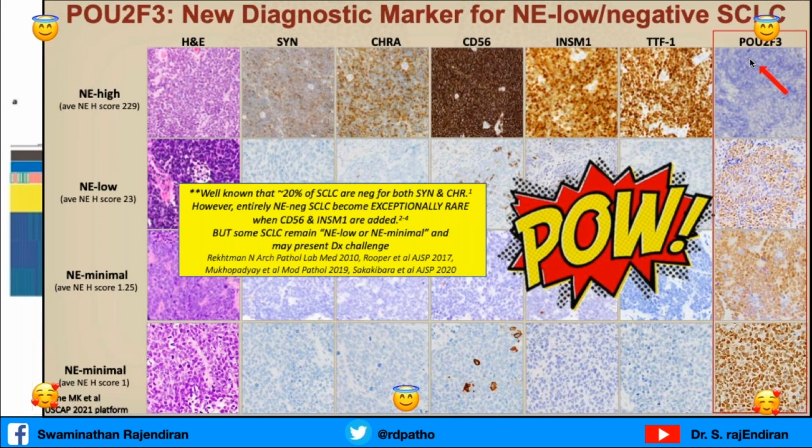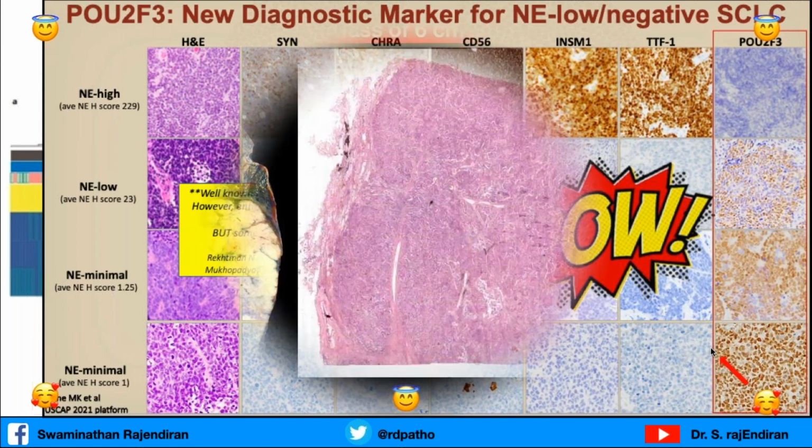Okay, this is negative in well differentiated neuroendocrine tumor, whereas it is positive in minimal neuroendocrine differentiation. See here, synaptophysin is positive here, whereas POU1 is negative. Synaptophysin is negative in minimal neuroendocrine tumor, whereas POU2F3 is positive in minimal neuroendocrine tumor. So if you do INSM1 and POU, you will cover all the neuroendocrine tumors.